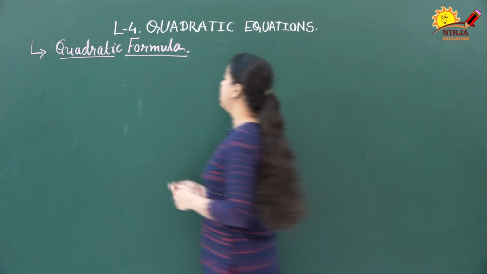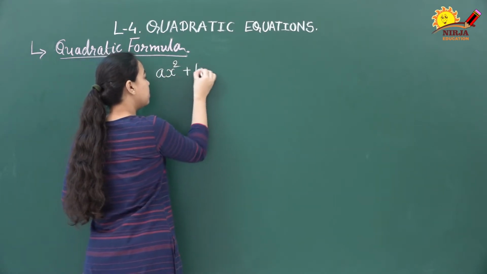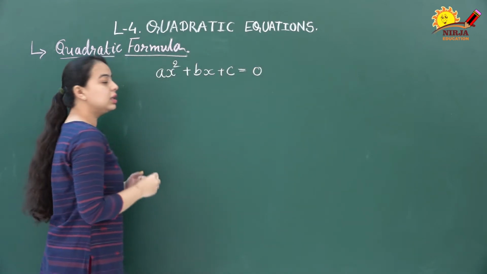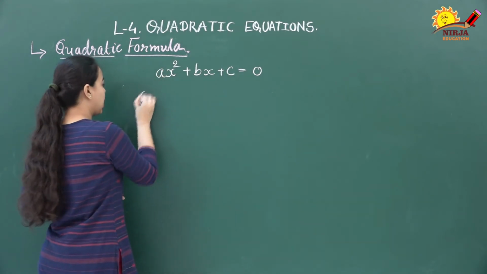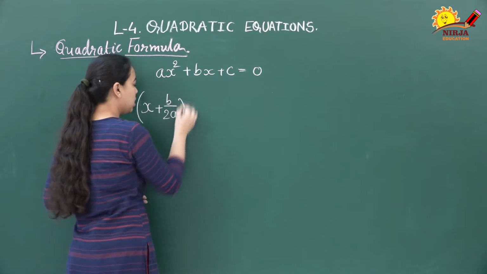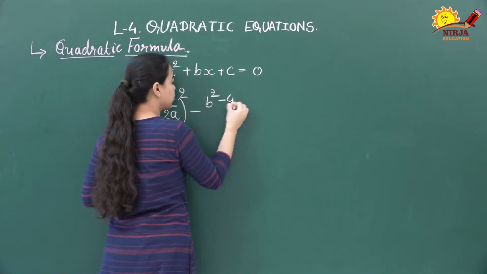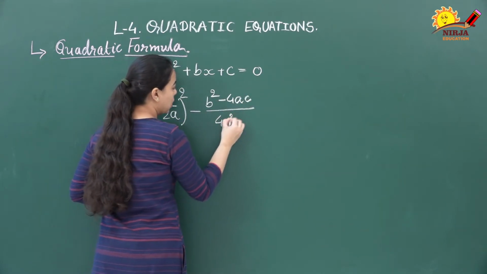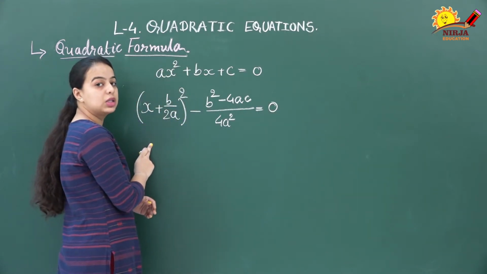We all know the general form of a quadratic equation is ax square plus bx plus c is equal to 0. And in the completing the square method, we saw that this equation we can also write as (x plus b upon 2a) whole square minus (b square minus 4ac) upon 4a square is equal to 0. This we have derived in the completing the square method.